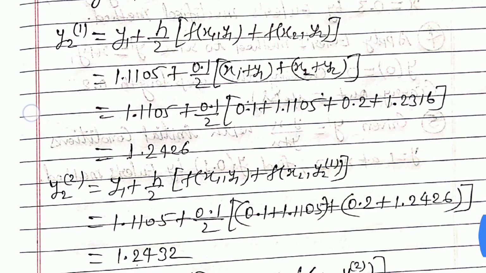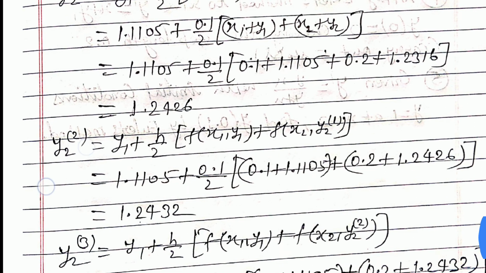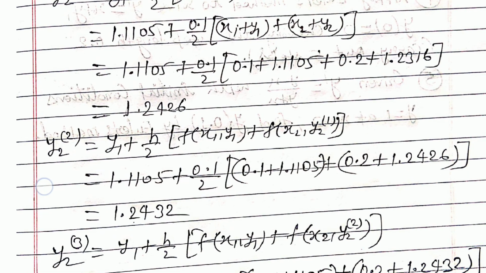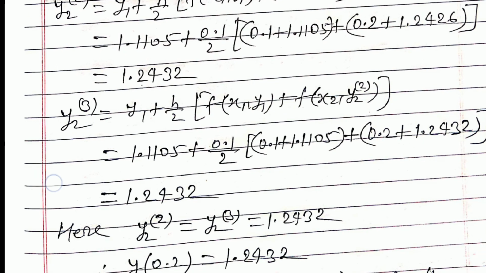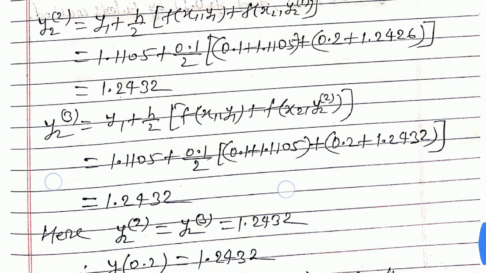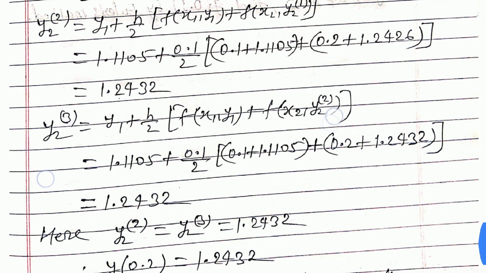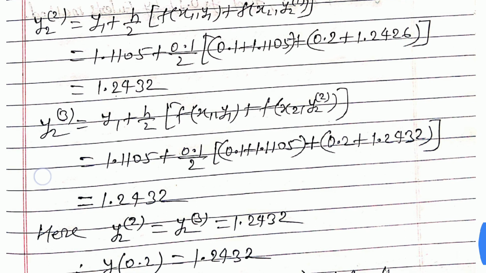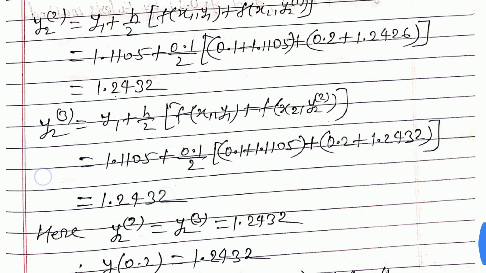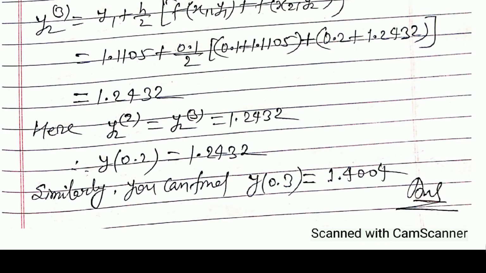Now you see the value of y2 first time is this and the value of y2 second time is this. That means these two are not equal, so we need to find y2 third time. We find the value of y2 third time by putting the value of y2 second time here. After calculating this, the value is 1.2432. That means this time the value of y2 second time and y2 third time are both the same.